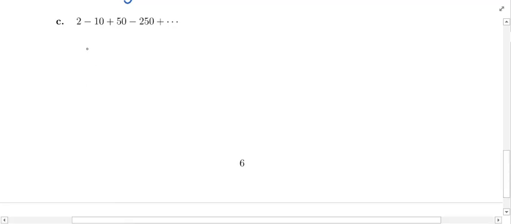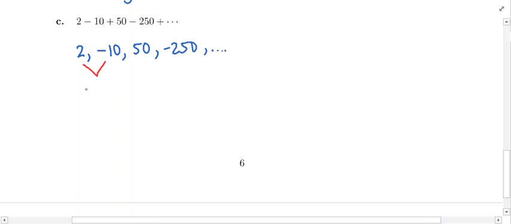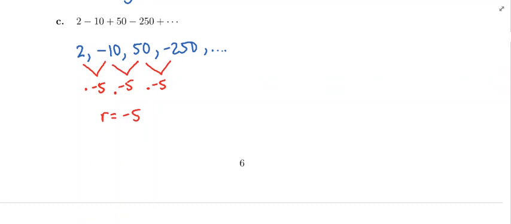Let's first recognize that this is geometric. The terms of this series are as follows: 2, -10, 50, -250, and so on. If I go from 2 to -10, I have to multiply 2 by -5. To go from -10 to 50, I multiply by -5. To go from 50 to -250, I multiply by -5. So this is indeed geometric with an R value of -5. Remember, if your R value is negative, that's what produces the alternating signs.